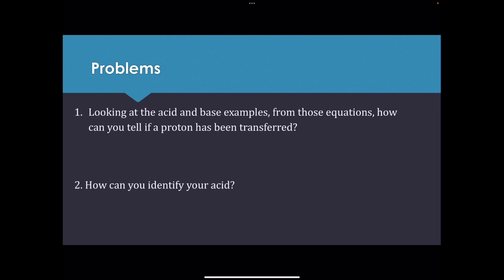So in this chapter, we need to be able to identify acids and bases, whether it's Arrhenius or Bronsted-Lowry. So if we think back to our acid-base examples, from those equations, how can we tell if a proton has been transferred? So we can look at the HCl. Looking at this equation, how can we tell if a proton, or a hydrogen, has been transferred? What we're going to do is see how hydrogen changes before and after our reaction.